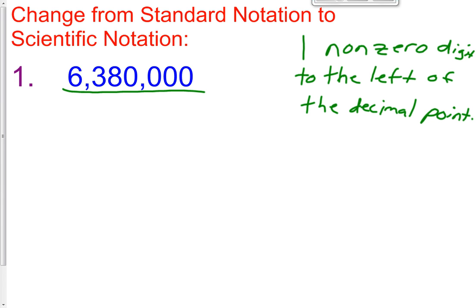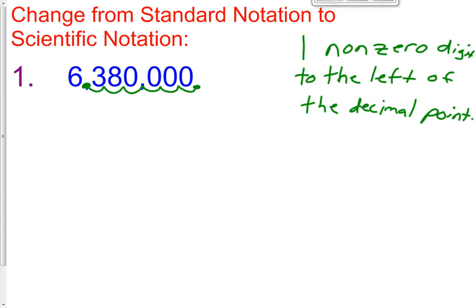We want to have one non-zero digit to the left of the decimal point. Here is our understood decimal point, right here. And there are 1, 2, 3, 4, 5, 6, 7. There's 7 digits to the left of the decimal point, and I just want 1. So I'm going to move the decimal point 1, 2, 3, 4, 5, 6. Here's where I want my decimal point.